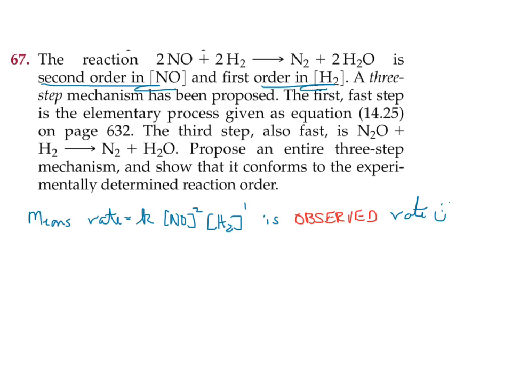Okay, so your first problem looks like this, and I know there's a lot of words, but just take your time, read through it a couple of times. Notice that it says it's observed second order NO and first order H2. That's what this means. The overall observed rate law expression is NO squared, molar concentration, H2 raised to the first power. That's it.